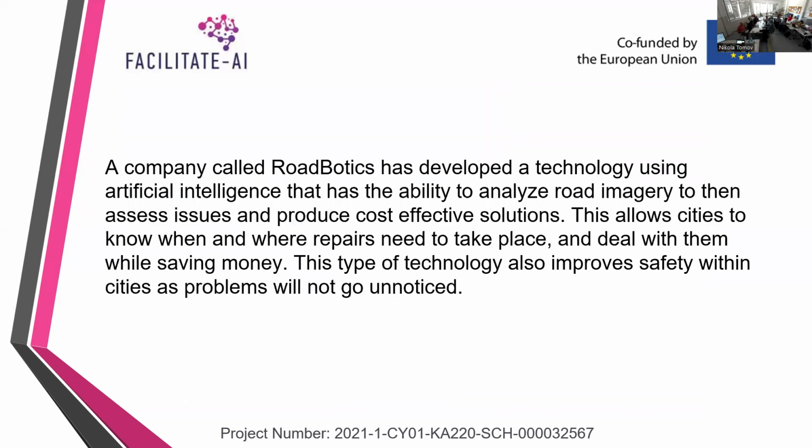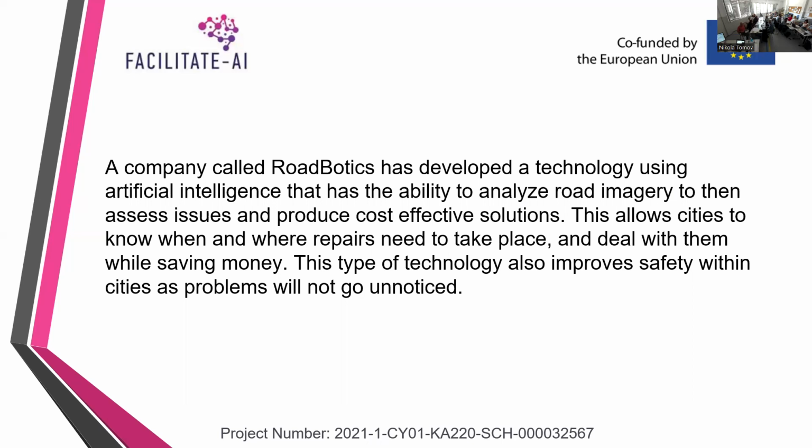So there are also quite a lot of other applications for the Internet of Things and AI in the Internet of Things. You can see here that a company called Robotics is developing a technology which uses artificial intelligence that has the ability to analyze road imagery. So this could be very useful for citizens and to understand where repairs in the city need to take place.